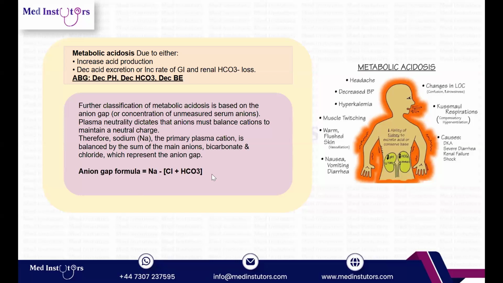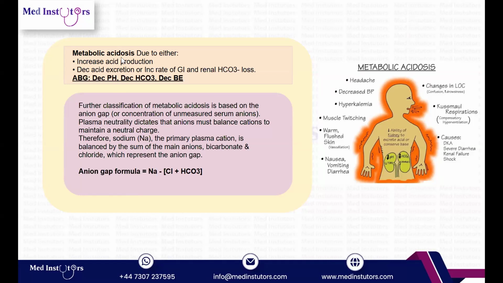So this 9 means these are the additional anions, which are there to maintain the electrical stability of the plasma, but we cannot measure them directly. So we are calculating that indirectly. So that is your anion gap.